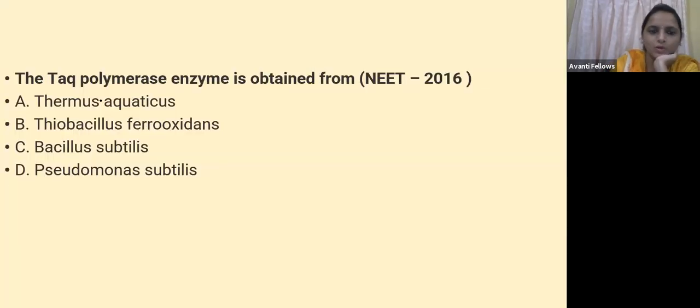Okay. Here is another question, guys. The Taq polymerase enzyme is obtained from. It was asked in NEET 2016. Option A, Thermus aquaticus. Option B, Thiobacillus ferroxidans. Option C, Bacillus subtilis. Option D, Pseudomonas subtilis. Can you answer me, guys, in the poll? I'm launching the poll. Answer me in the poll.